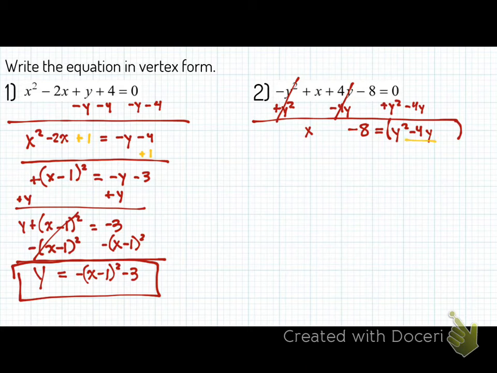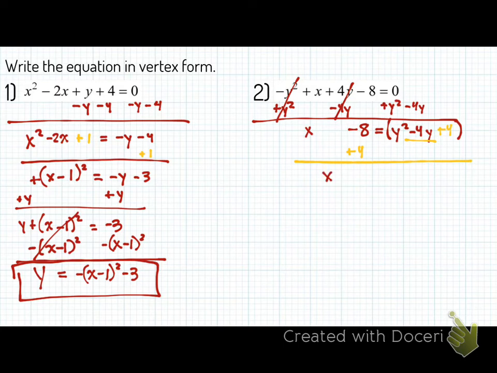And of course we're going to take half of negative 4. What's half of negative 4? Negative 2. Negative 2 squared is positive 4. So again, half of negative 4 is negative 2. Negative 2 squared is positive 4. We're adding it here, and we're also going to add it to the other side. Okay? Remember, it doesn't matter how you set up your problem, it's the symmetric property.